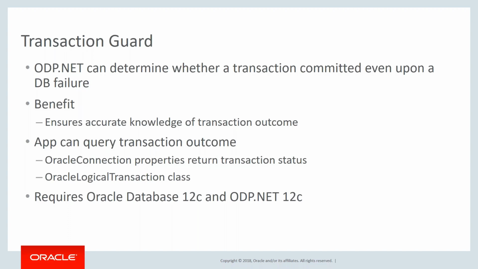The Oracle database will store that, and ODP.NET has APIs to allow you to retrieve that and act upon that transaction. The two general areas you'll be using are a set of Oracle connection properties that return transaction status, and an OracleLogicalTransaction class, which provides you a handle to the transaction object. This requires just 12c R1 or ODP.NET 12c R1.